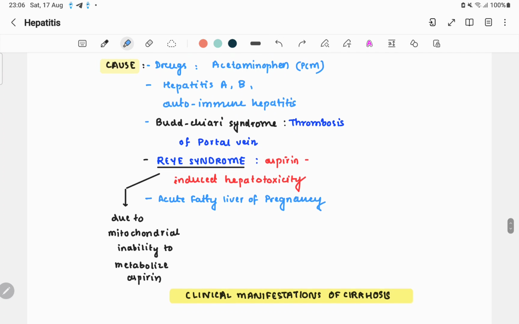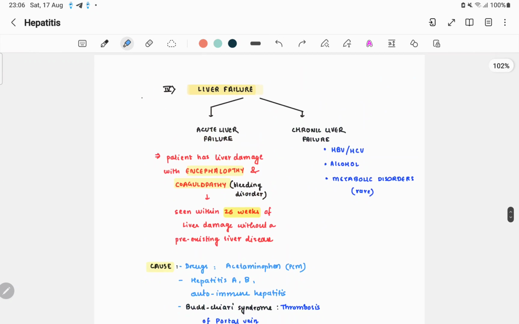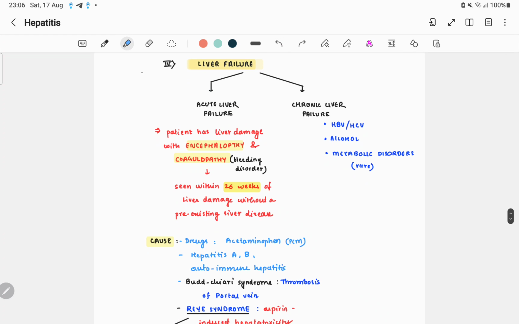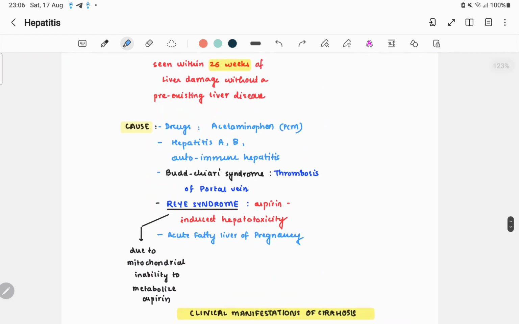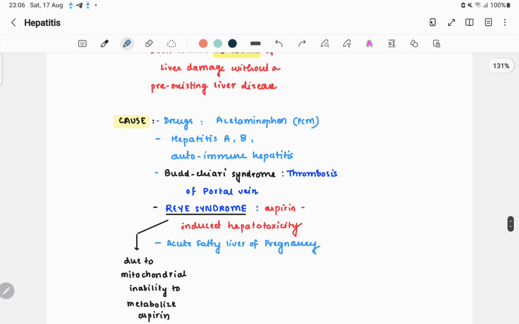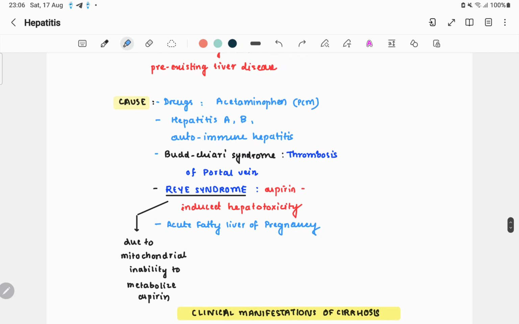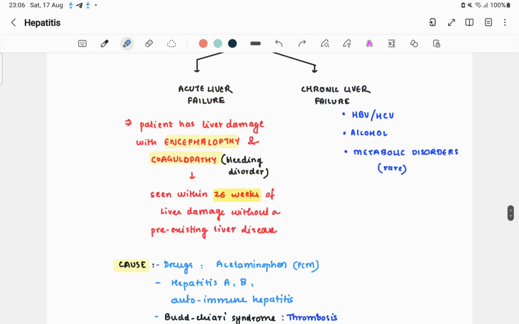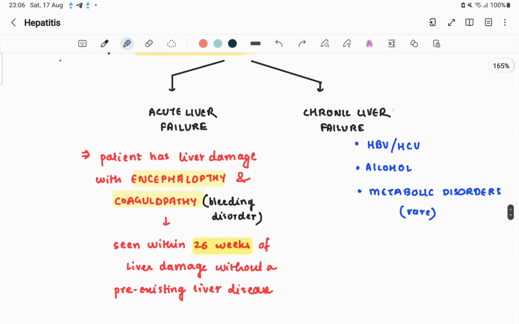So we talked about the etiologies causing acute liver failure. Here the etiologies are drugs like acetaminophen, hepatitis A and B, autoimmune hepatitis, Budd-Chiari syndrome, Reye's syndrome, and acute fatty liver of pregnancy. 5 important etiologies. Let's come to chronic liver failure.